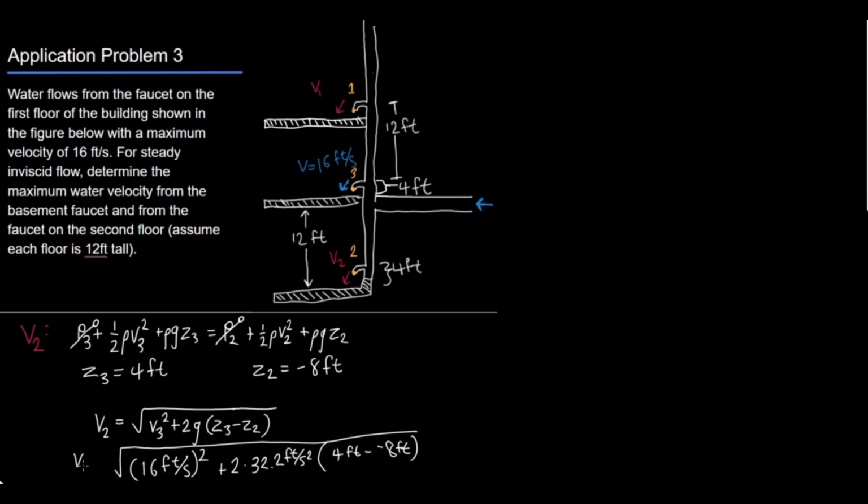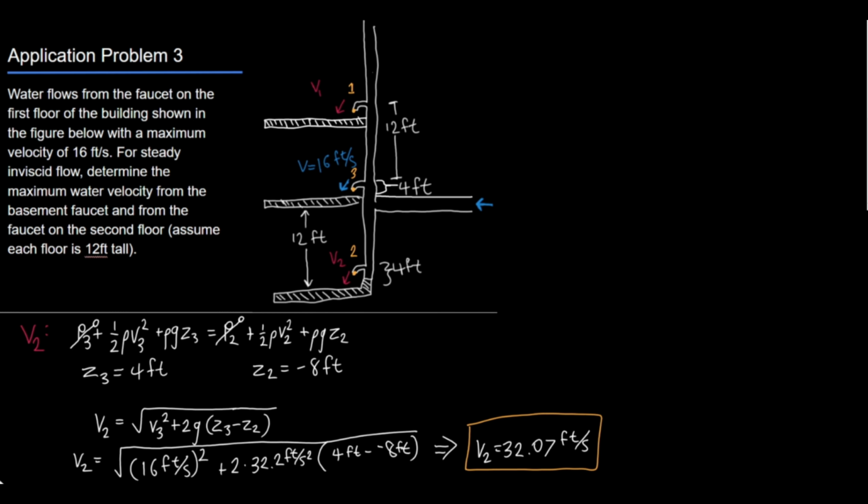And then V2 is equal to this whole thing, where if we calculate this out, V2 is equal to 32.07 feet per second. So we're going to box this in gold because that is V2. So that's half of the problem.